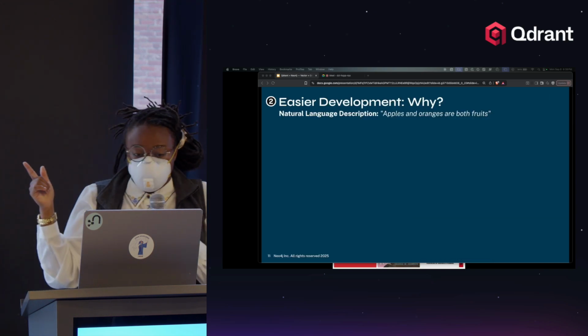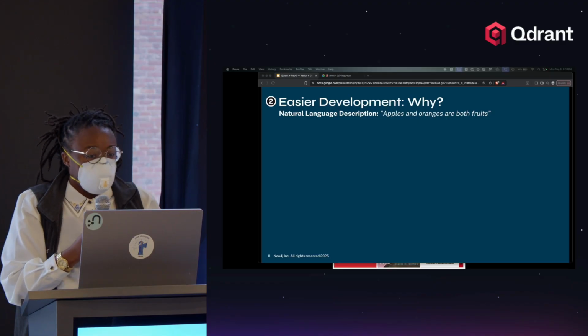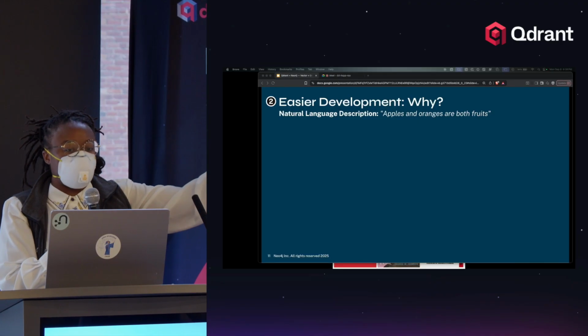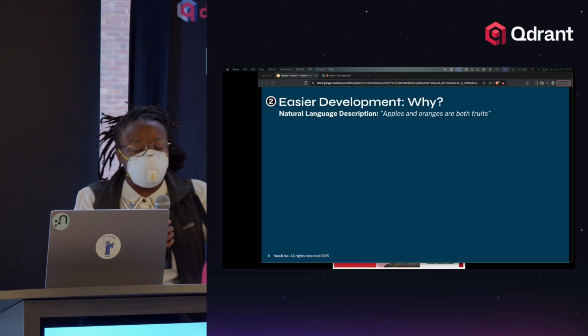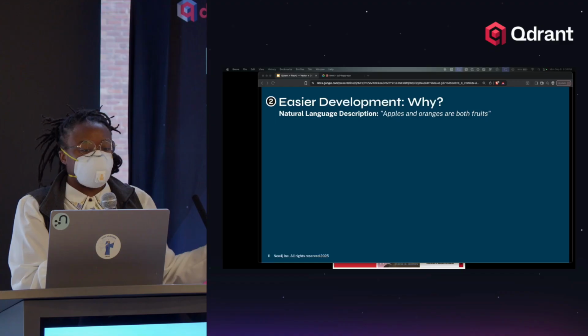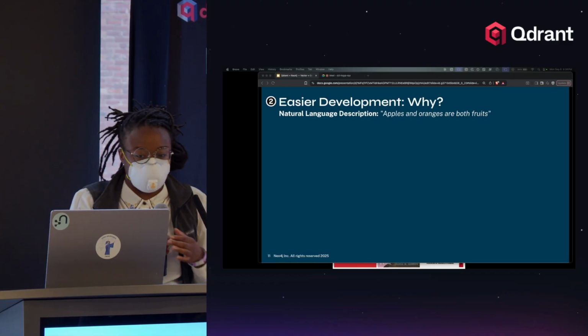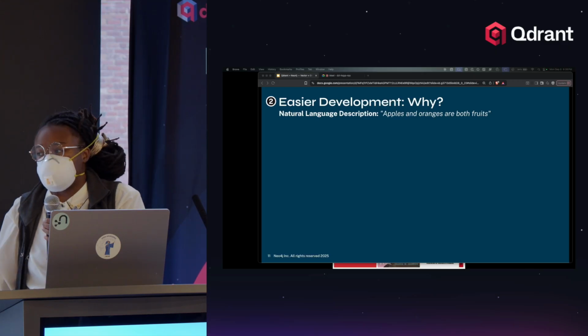So we talked a little bit about higher accuracy. Now for this easier development piece, why, right? The second reason why many people like to use graph plus vector is because once they've moved past that initial learning curve about learning graph technology and GraphRAG, they have said that it's become an easier development process.